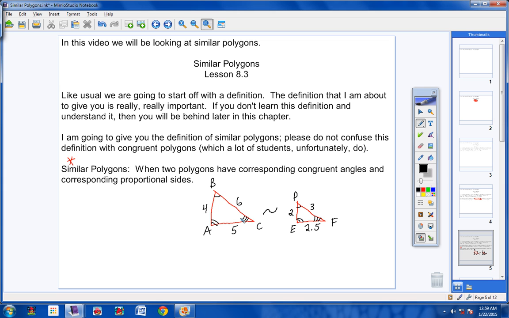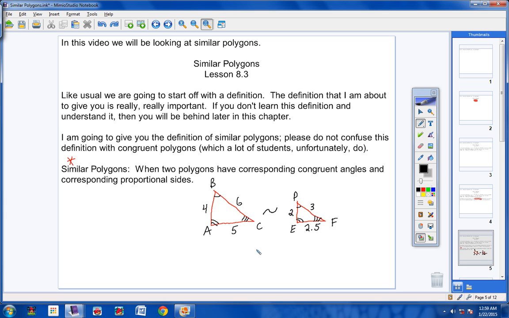Okay, students, now here's why these two triangles are similar. First of all, notice they have congruent angles, corresponding congruent angles. This angle is congruent to this angle. This angle is congruent to this angle. And this angle is congruent to this angle. That's step 1. You must have both of these things. You must have congruent angles, and you must have proportional sides. So step 1 is checking the congruent angles, and we do have congruent angles.